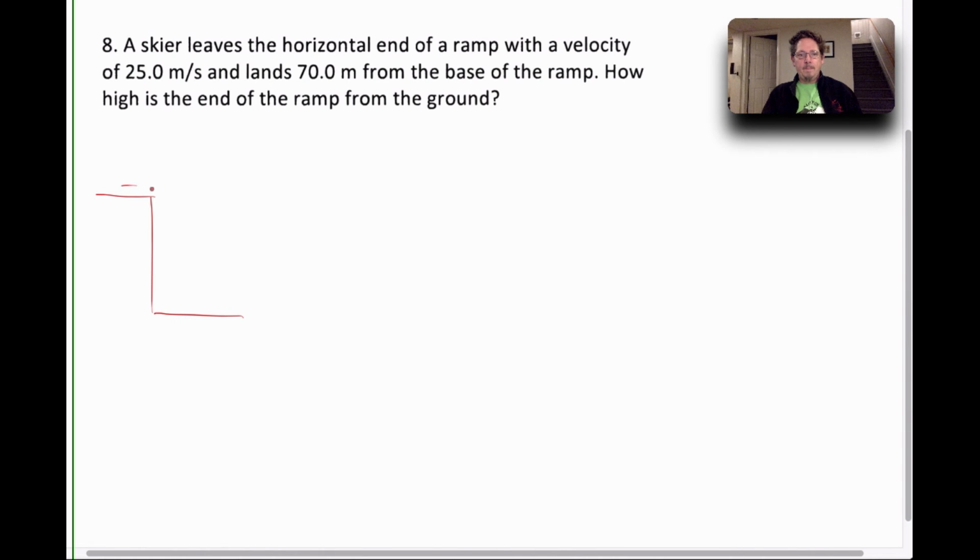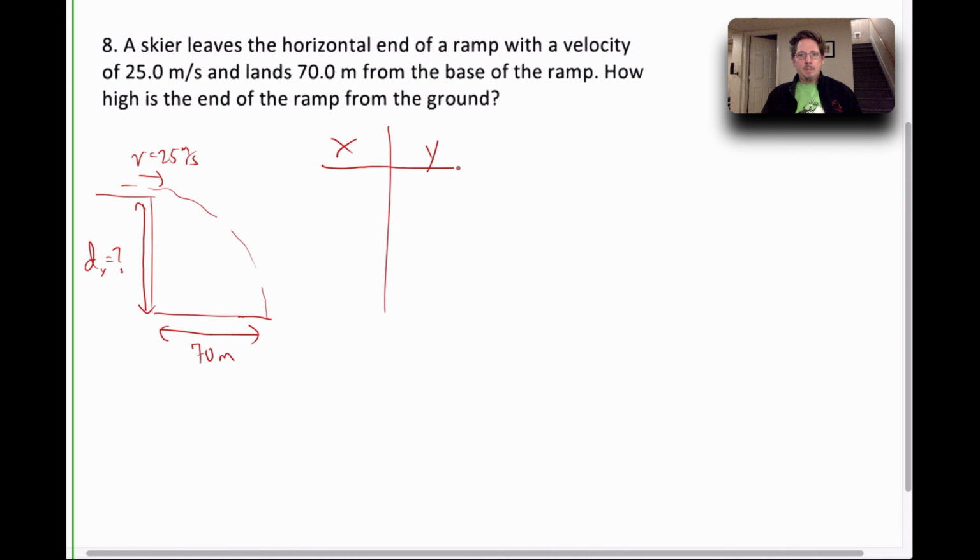So same basic setup. But 70 meters, not drawn to scale probably, leaves the ramp with a velocity of 25 meters per second. Okay, so how high is the ramp? Identify that unknown. It's a displacement. It's in the y direction. We want the y displacement. So I'll set up my table. dy is my key unknown.